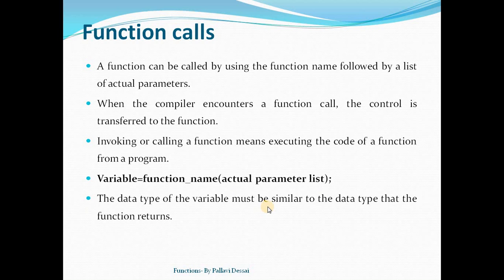The data type of a variable must be similar to the data type of the function return. That is, what type of value will be given back by this function, the data type of that and the data type of this variable should be the same. So we have seen here the example, sum is equal to add m1 comma m2. So this is all about the second element of the function, that is function call.